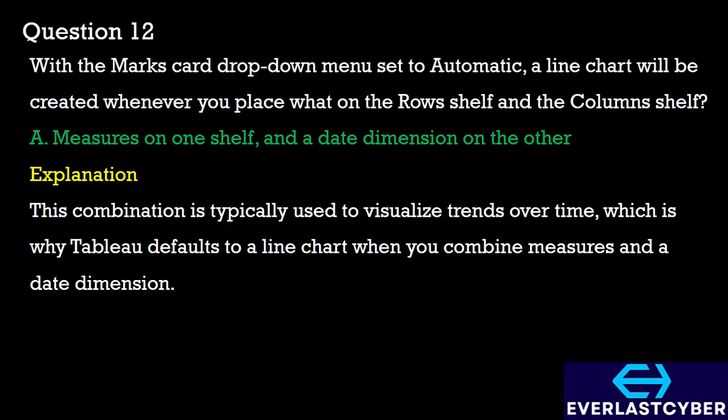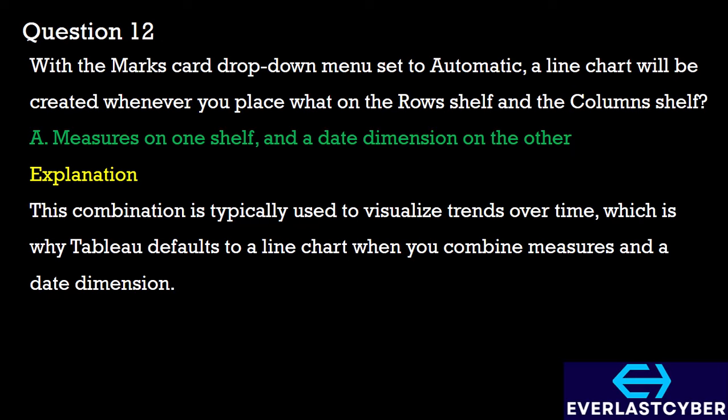In option B, using 0 or more dimensions on one shelf and 2 measures on the other would result in a different type of visualization. It will usually be a scatter plot rather than a line chart. If you use 0 or more measures on one shelf and 2 dimensions on the other, it could lead to a variety of chart types, but not a line chart.